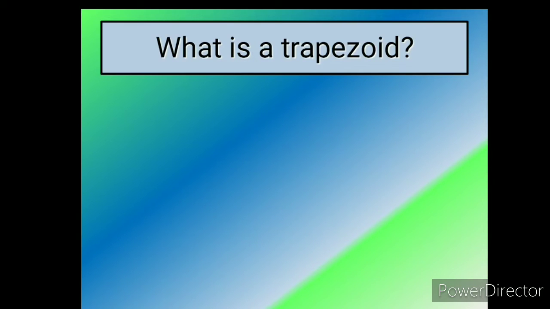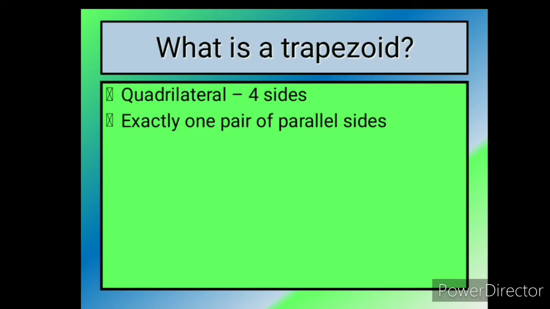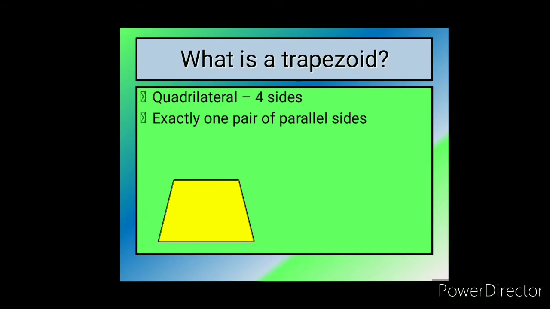Next, what is a trapezoid? We learnt it in the name of trapezium. Here it is named trapezoid. It is also a quadrilateral having four sides, with exactly one pair of parallel sides. Look at this figure. A trapezoid has one pair of parallel sides. See, here is another shape of a trapezoid.